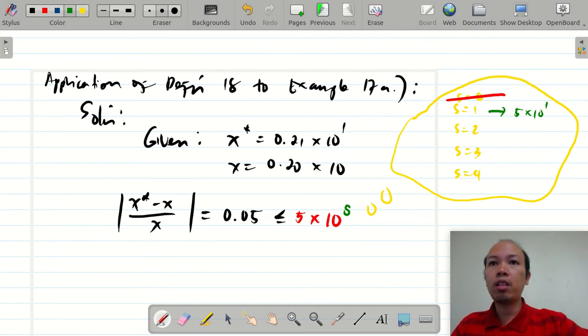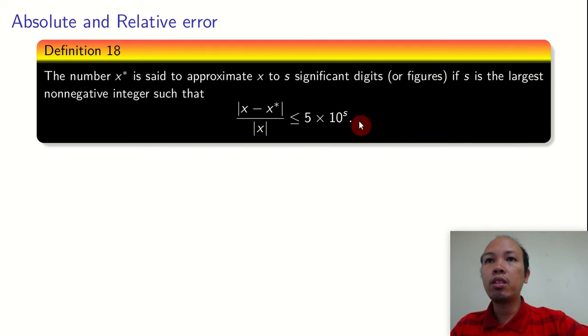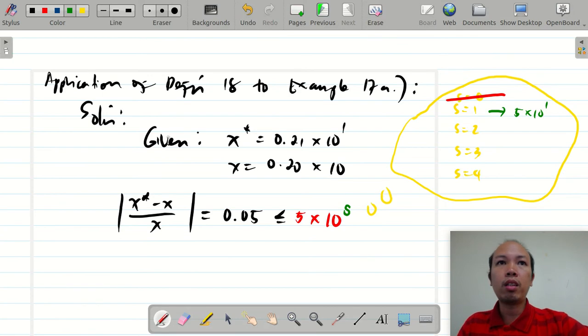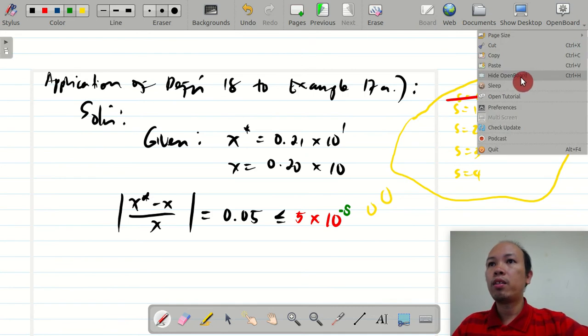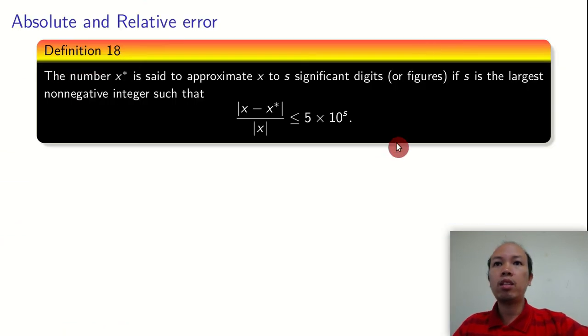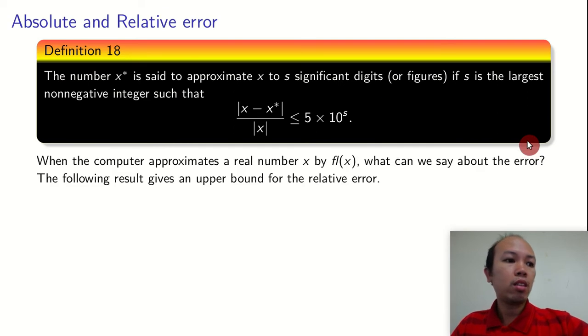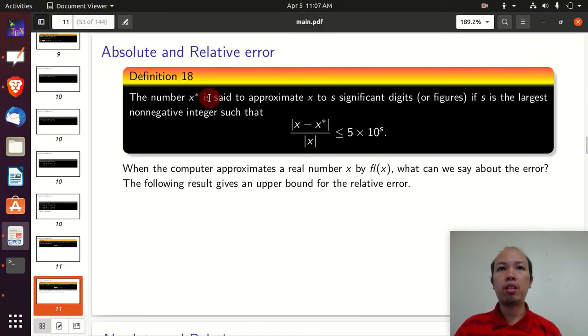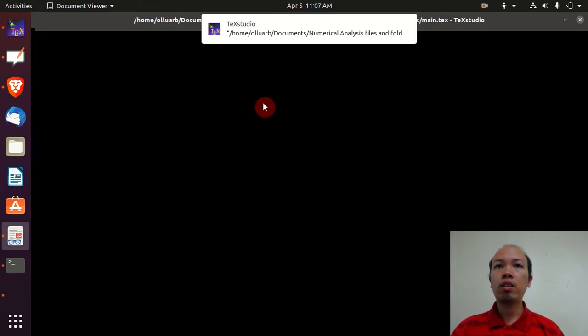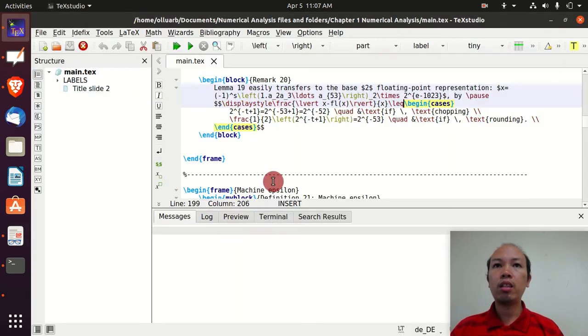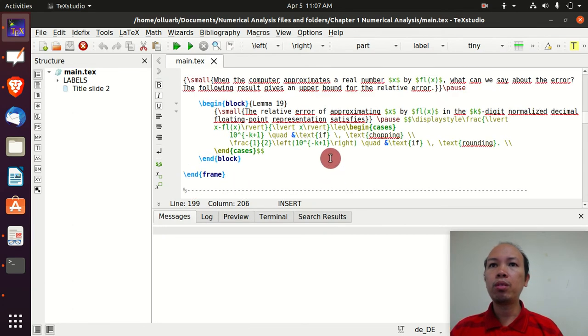I'm sorry, I think I made a mistake somewhere. This should be negative s. Okay, I'm sorry. So this should be negative s, to the negative 1 here. So let's replace that one. I didn't see it. Let's escape, go to our text studio, and then let's try to go to lemma.